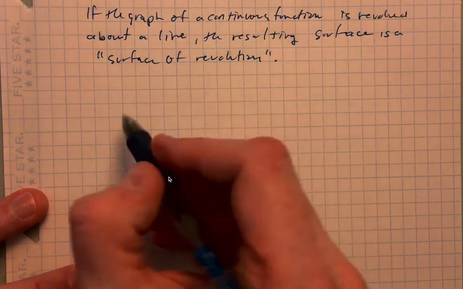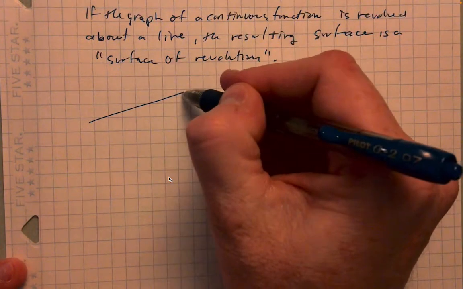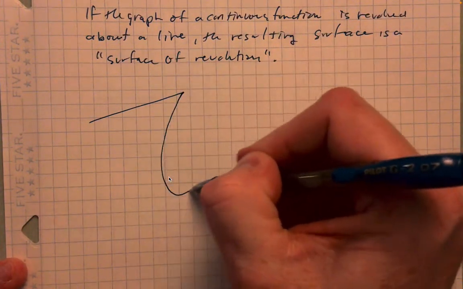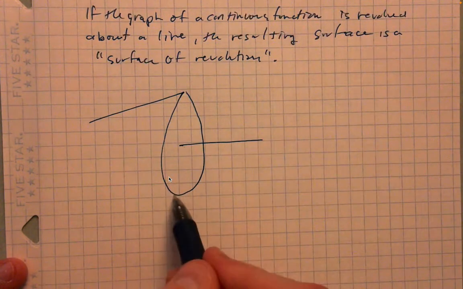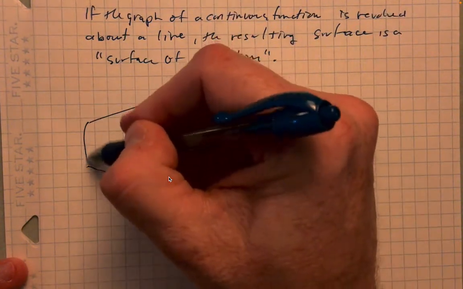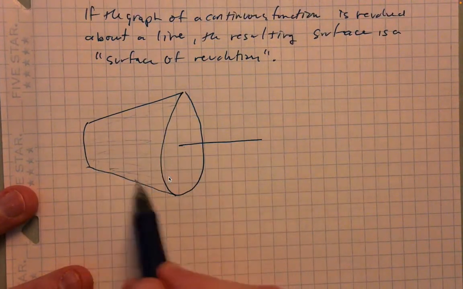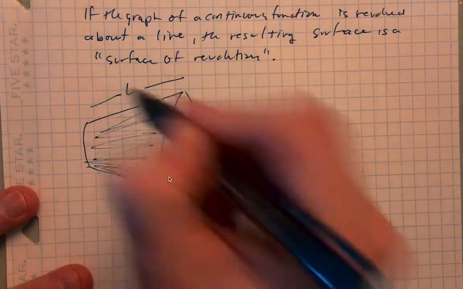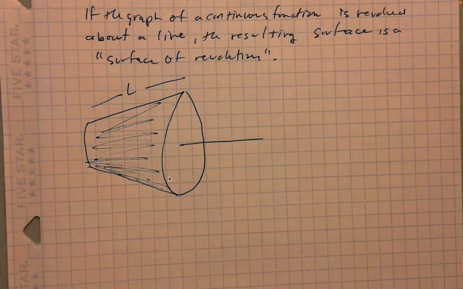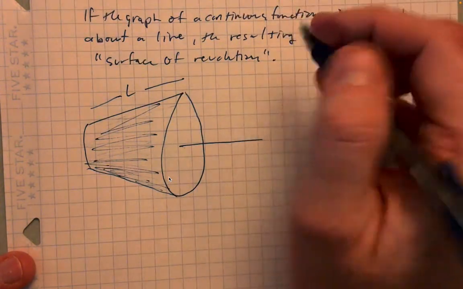mean? Well, let's say we've got some line L and I spin it around an axis. Then what I get is a surface of revolution, namely this part here, right? There's a surface area that's spun out by this line L. Okay, so this shape here that we're looking at is frequently referred to as a frustum.